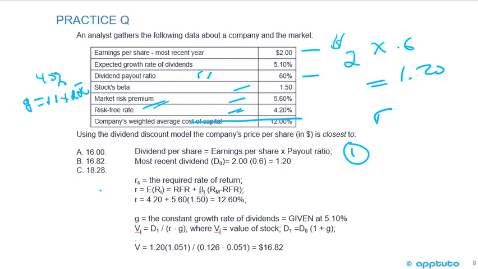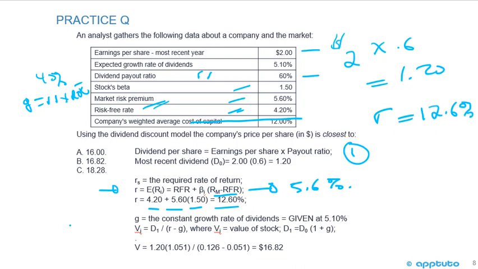So the CAPM should be easy. The required return is the risk-free rate plus the beta times the return to the market minus the risk-free rate. And you can see this return to the market minus the risk-free rate, that's the market risk premium, that's the 5.6%. Don't subtract 4.2% from 5.6% as the market return, you'll get an error. So you can see that's really easy. The required return is the risk-free rate, 4.2%, plus the 5.6, the market risk premium, times the beta, we get 12.6%. So R equals 12.6%.